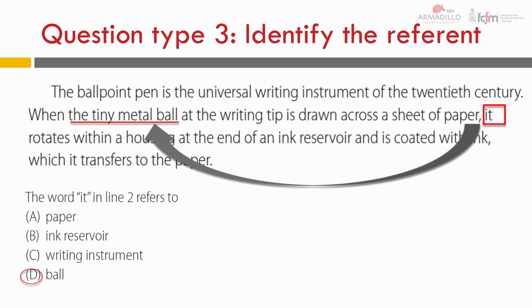Here is the connection. If you read the sentence where "it" appears in the second line, it says "it rotates." So you have to think, oh, what rotates? So the singular referent here is the tiny metal ball. If you replace it, it makes sense: the tiny metal ball rotates within some part. And so the right answer is letter D, which makes the perfect replacement, all right? It's always a very good idea to replace it and see if it fits.